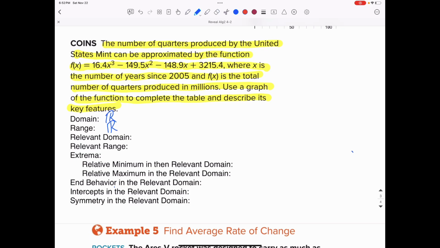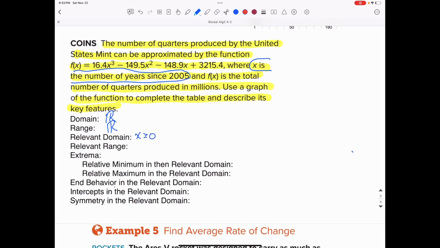And then we get to the relative domain. Relevant domain means it's going to be just numbers that have x values that are positive, and I know this because it says x is the number of years since 2005. Look at that, we're dealing with another time again. So the relative domain is going to be x has to be greater than or equal to 0.